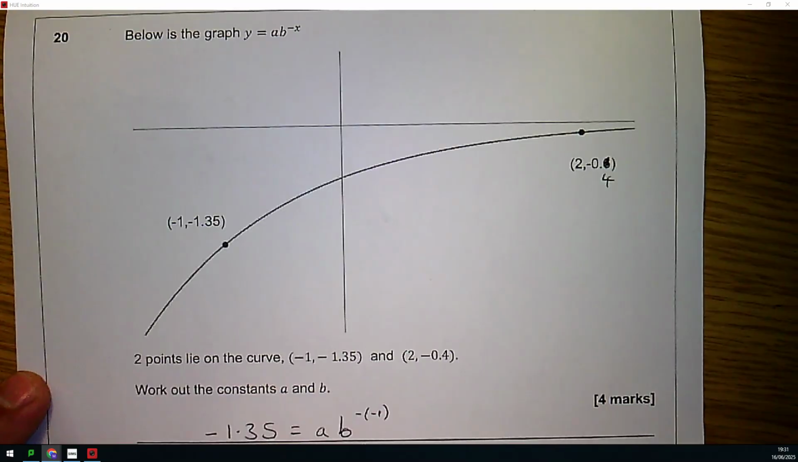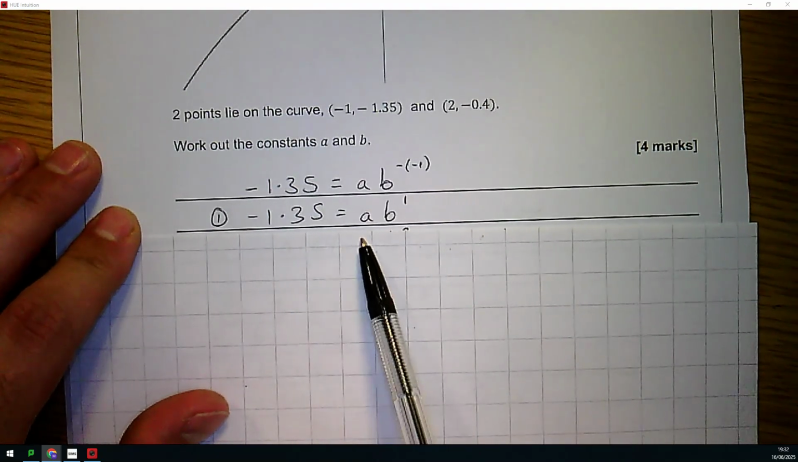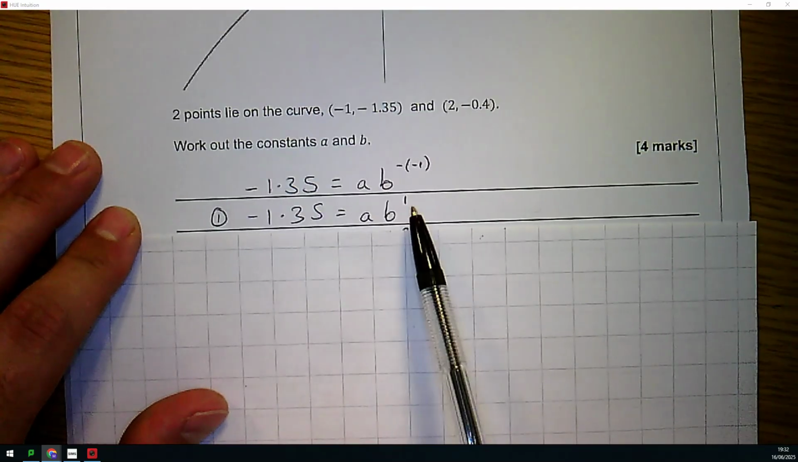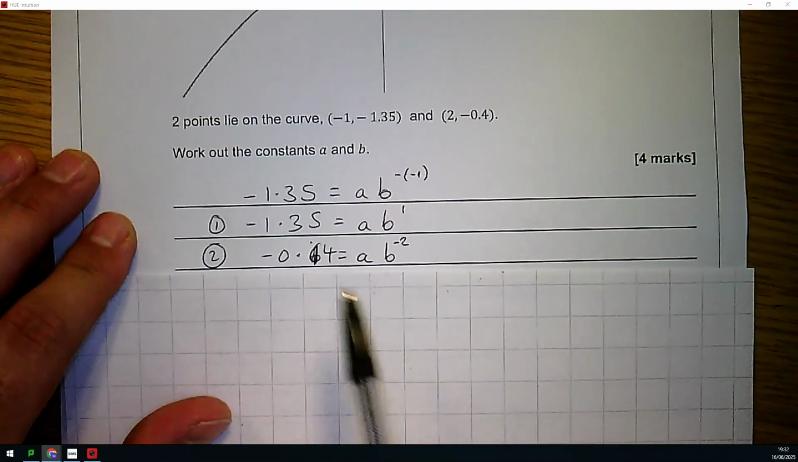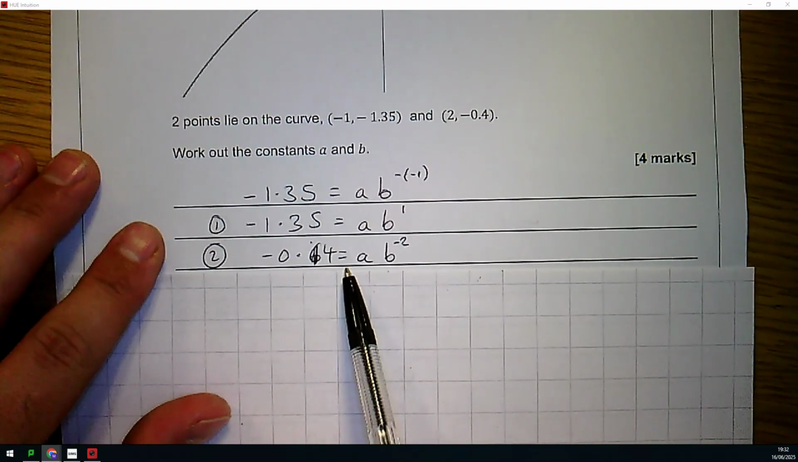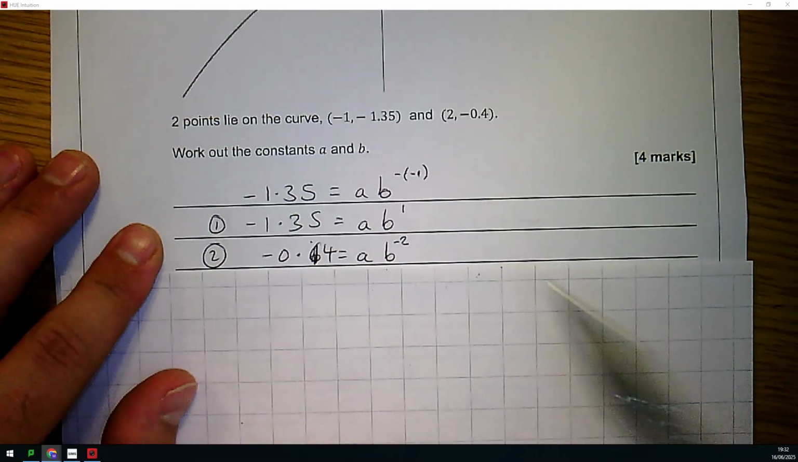So for the very first one, our y value is -1.35 when x is -1. So we've got our ab, but I'm doing negative of -1, so be careful, that ends up as +1. So we end up with our first equation: -1.35 is equal to a times b to the 1. I don't have to write the b there as b to the power 1, but it will come in handy in a second. Equation 2 is going to be -0.4 equals ab to the power of -2, substituting in 2 and -0.4 for x and y respectively.